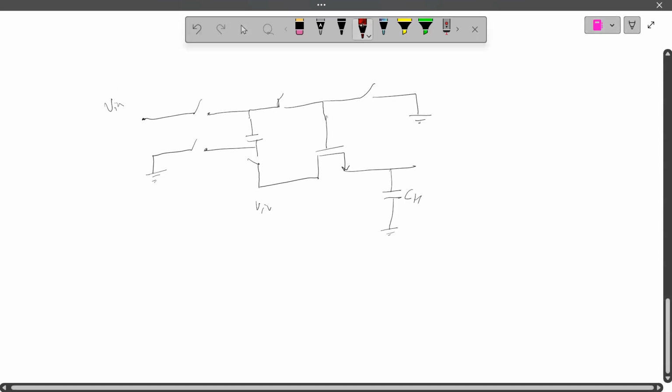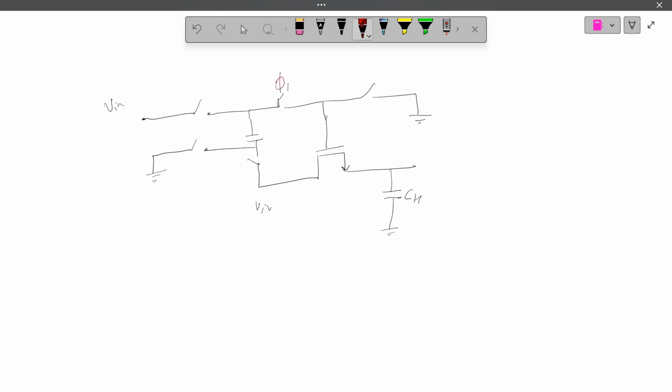See, I mentioned the name of every switch. This is phi 1. This is the same phi 1, and this is the phi 2 switch, and this is the phi 2 switch, and this is the phi 2. And I also mention the name of the switch number. This is S1, this is S2, this is S3, this is S4, and this is S5.